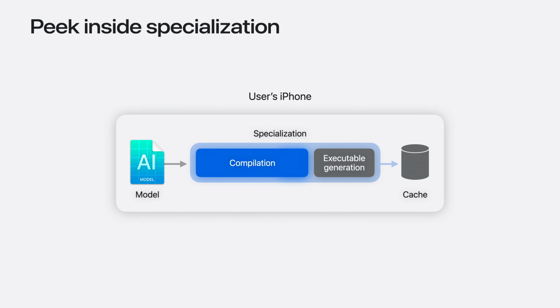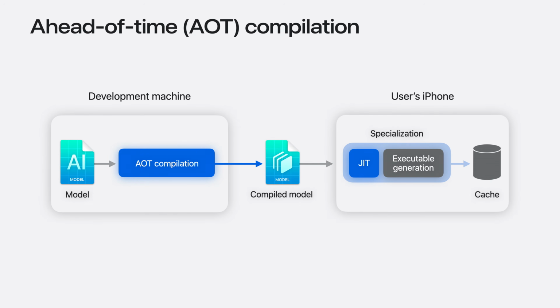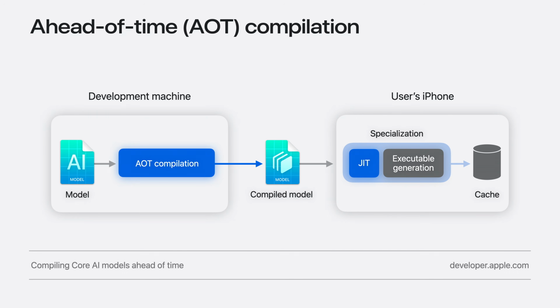The Core AI toolchain can help you reduce that time by allowing some compilation to occur ahead of time on your development machine, producing a compiled version of the model. While that compiled model still needs to be specialized for the specific user's device, there's now much less work to do and it finishes significantly faster. To learn more about this option, check out the Compiling Core AI Models Ahead of Time article on developer.apple.com. Controlling when, where, and how specialization happens is one way to help you optimize your user's experience.